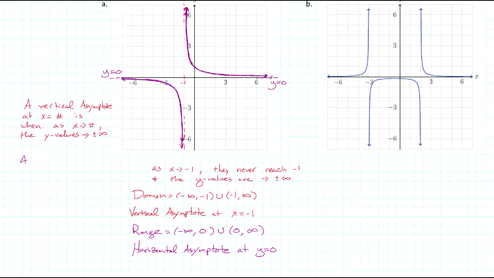And this is a loose definition, but a horizontal asymptote at y equals some number is when, as x goes to plus or minus infinity, the y values stay closer and closer to the number that we saw above.